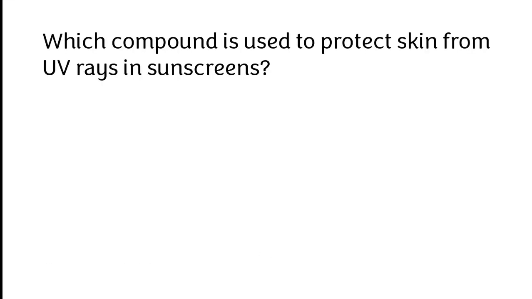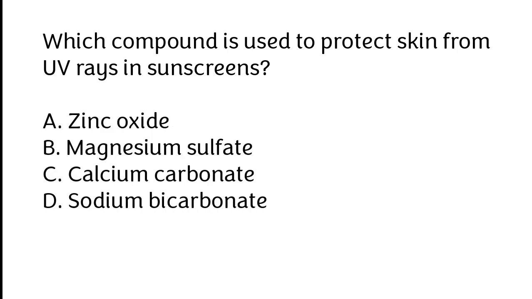Which compound is used to protect skin from UV rays in sunscreens? Zinc oxide, magnesium sulfate, calcium carbonate, sodium bicarbonate. The correct answer is option A, zinc oxide.